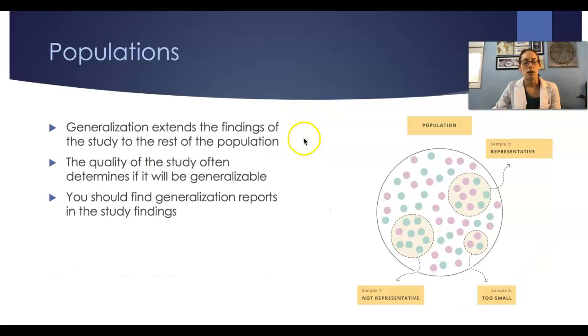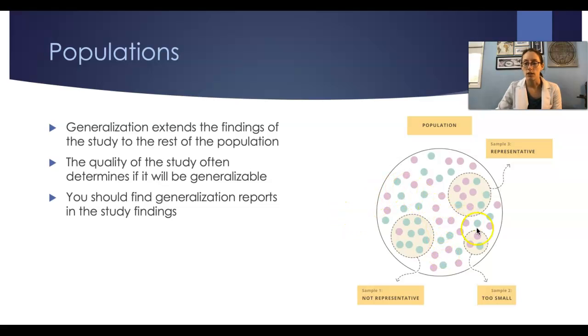Generalization extends the findings of the study to the rest of the population. That's our goal here as researchers. We want to say if this small portion of people had this happen to them, the rest of the population of people that we can't access to sample would also have that happen to them. The quality of the study often determines whether or not it's generalizable, and that's usually directly related to sample size. You should find those generalization reports in the study findings. It's something that they're supposed to list.